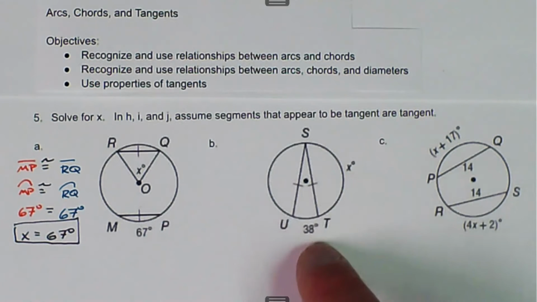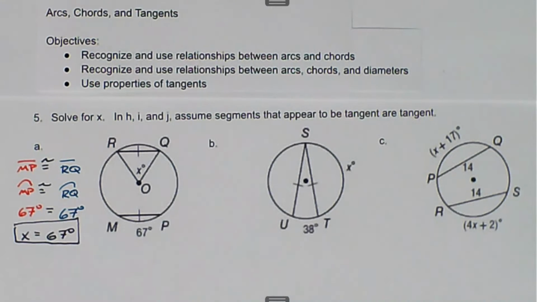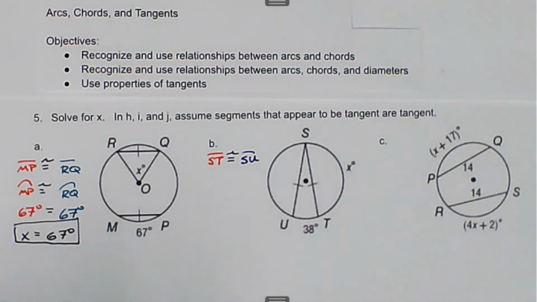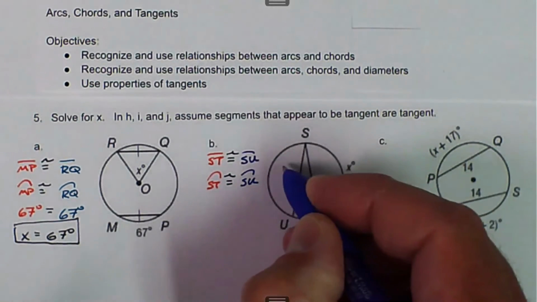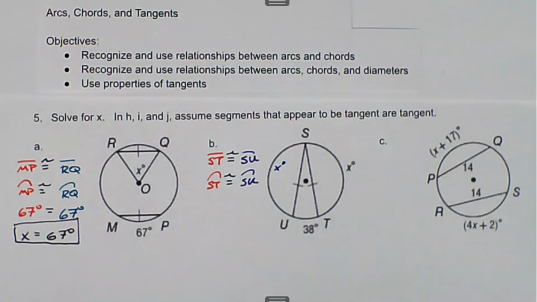Next one we have x, 38, and we don't know, and we want to try to figure out what x is. The thing that we're given is that the two chords are congruent. So we can say that line segment ST is congruent to line segment SU. So if those are congruent, then we can say that arc ST is congruent to arc SU. So if we know ST is x, then we also know that SU is also x. And we know all the angles of a circle add up to 360 degrees.